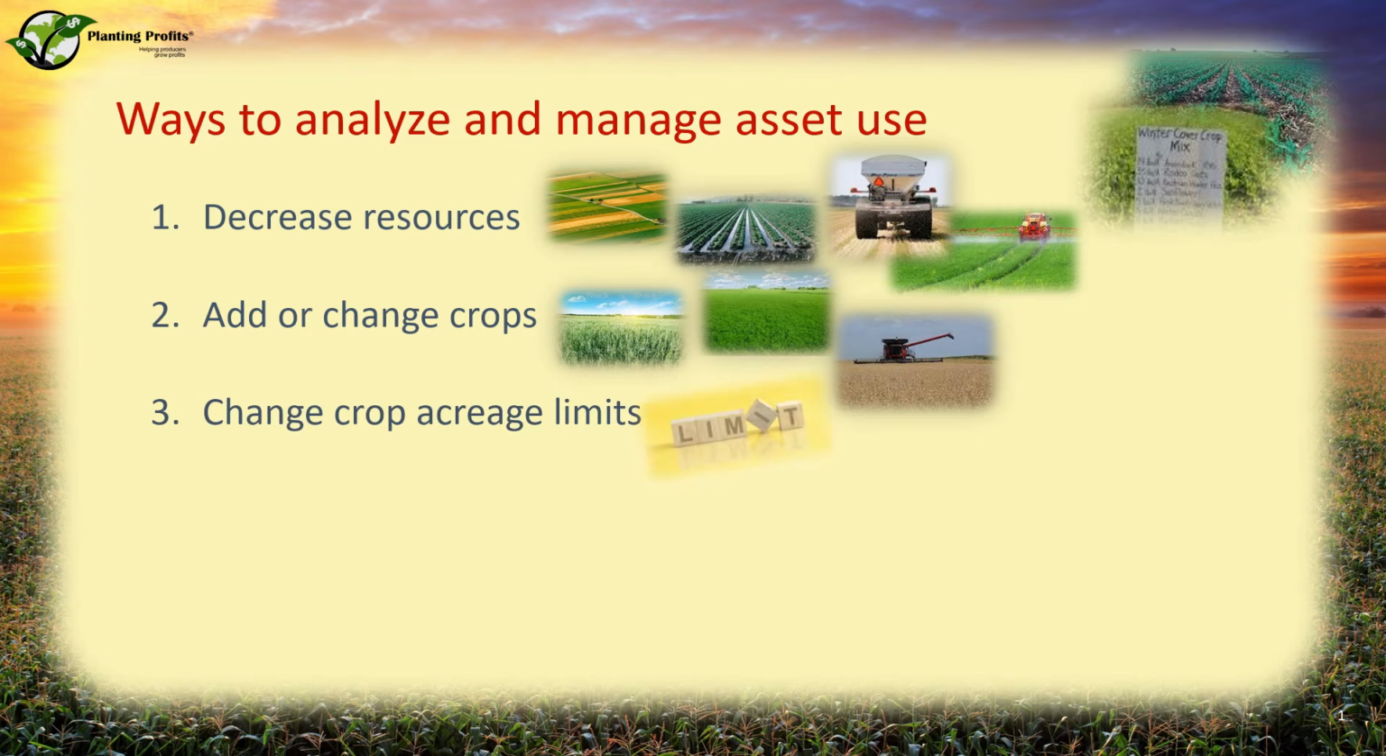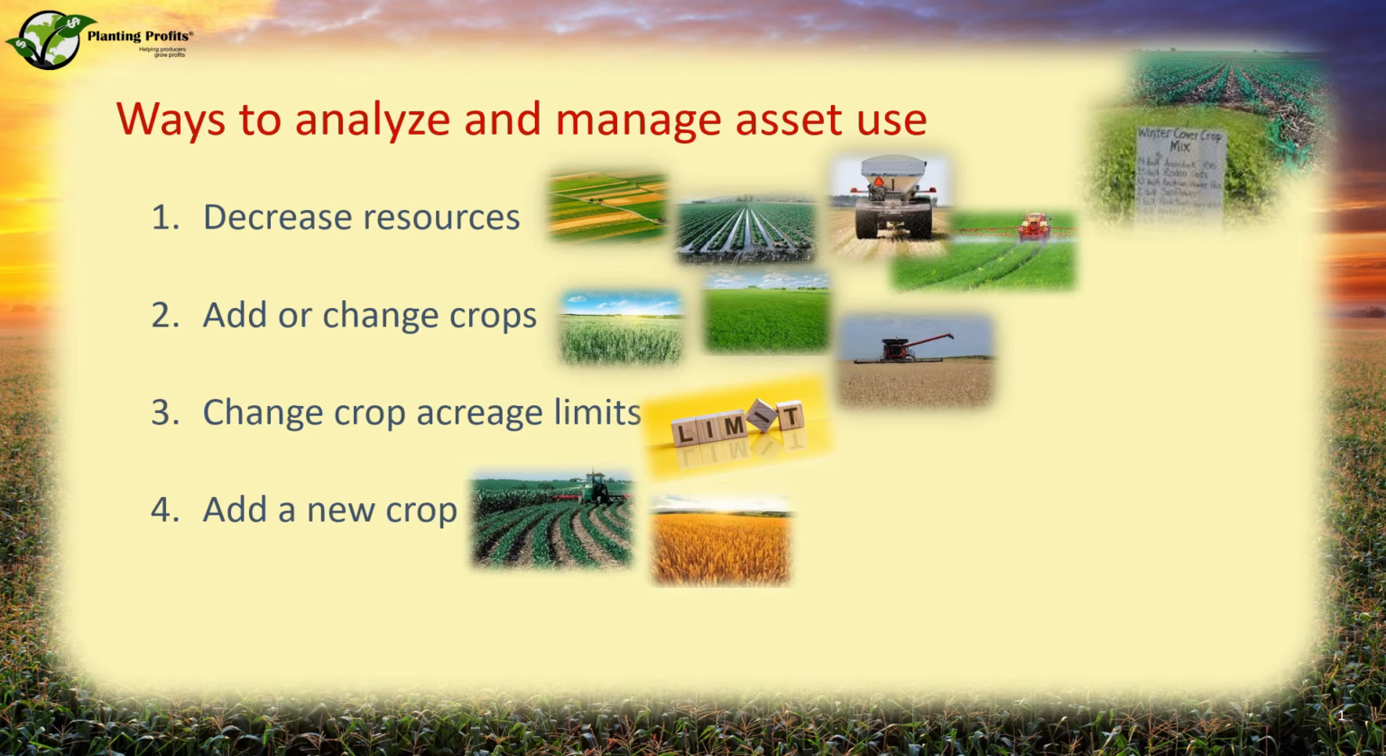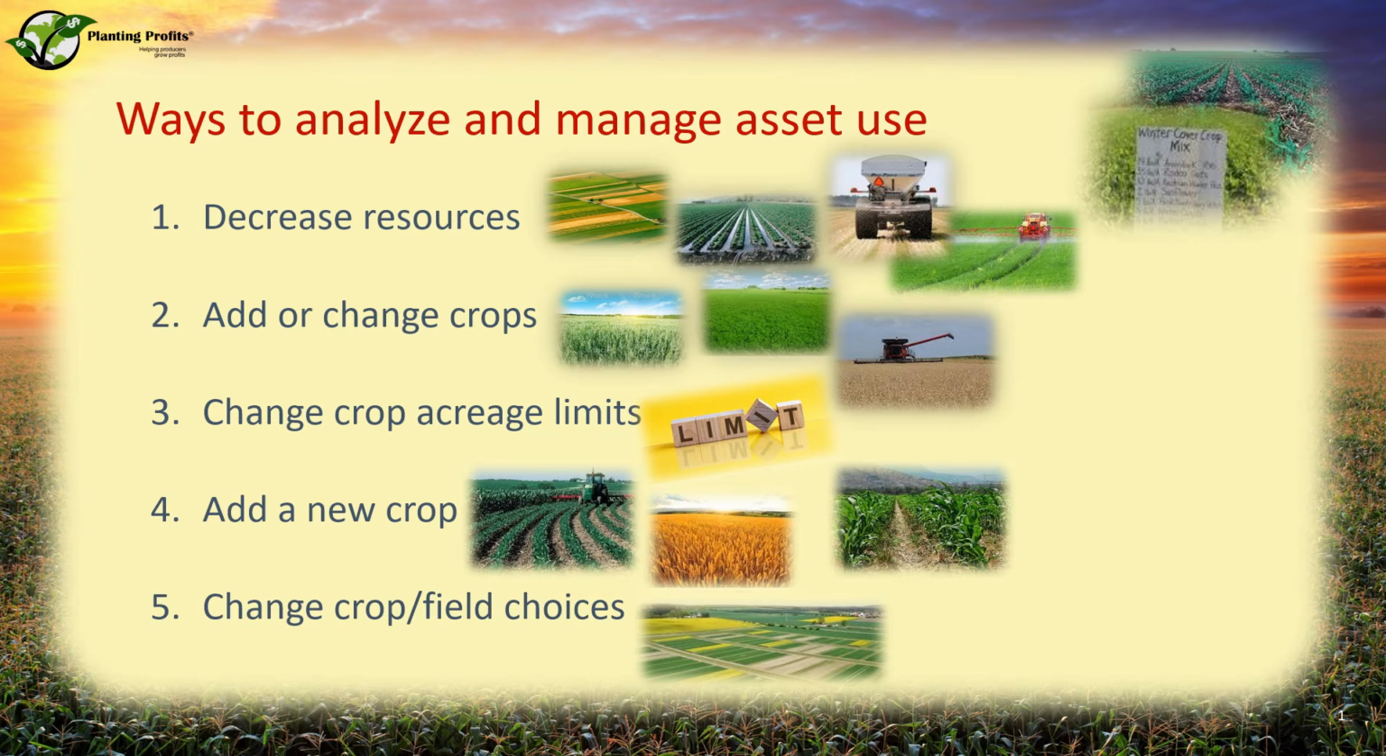Number 3, change crop acreage limits and/or crop field combinations to evaluate a different crop mix that has more conservation benefits. Number 4, add a new crop to evaluate a different cropping system, such as different tillage methods or other conservation practices. Number 5, change crop and field choices to consider a more agronomic and ecologically beneficial cropping pattern. This has multi-year implications that make analyzing this challenging, since assumptions about crop prices, yields, and production costs must be made for several years out.